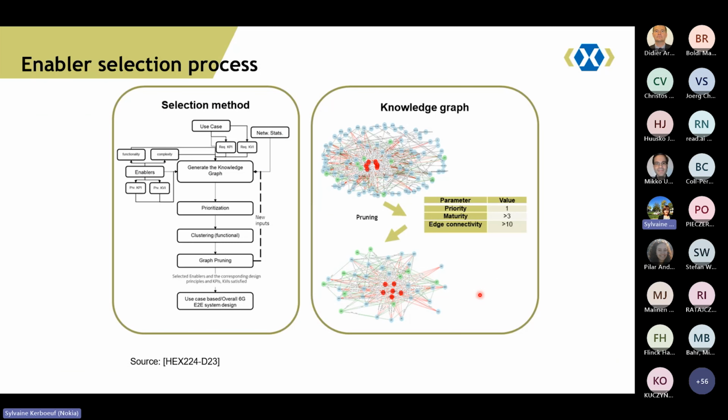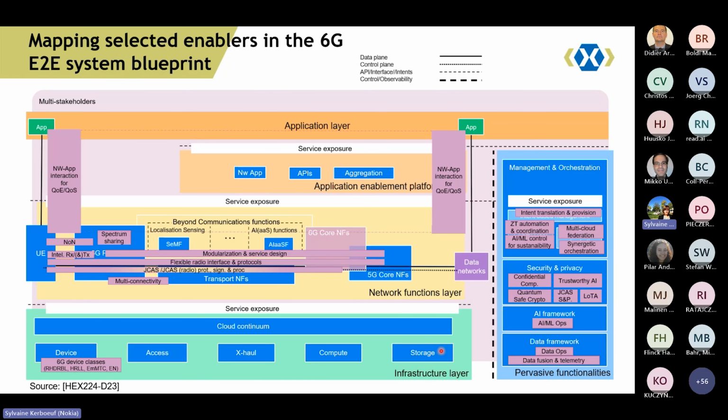So based on all these enablers, we have to decide how we select them. So we have built a knowledge graph-based method for that. We apply it mainly towards the enablers from Hexa-X-II because this is where we have the most complete information from those enablers developed internally. So we have mapped all the selected enablers in the 6G system blueprint. And you can see that we've got a lot of enablers on the pervasive functionality and in the network function layer as well.